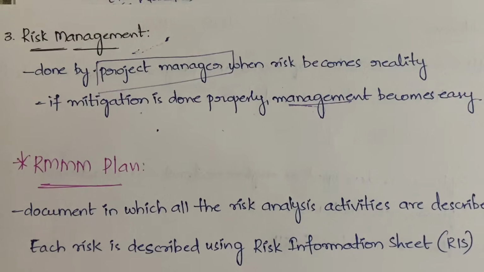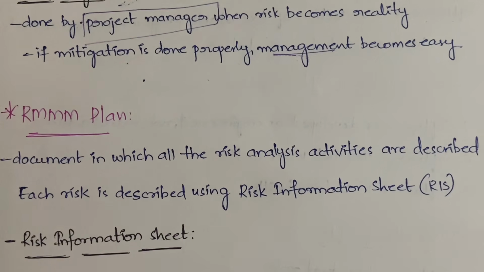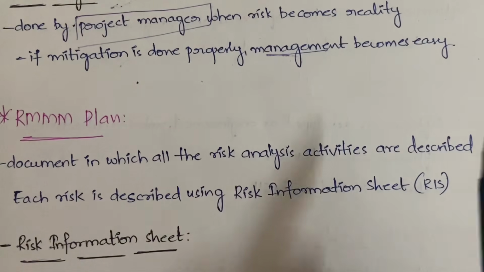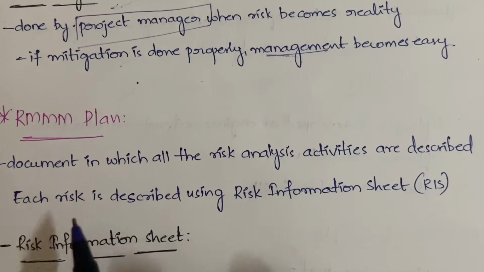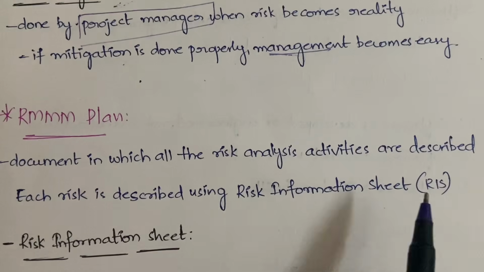After risk management, what do we have? We have the risk management RMMM plan. Okay, so this is nothing but a document in which all the risk analysis activities are described. Okay, all the risk analysis activities, whatever you do, all those are described in this RMMM plan. And here in this plan, for each and every risk you will have a risk information sheet, which is in short called RIS.